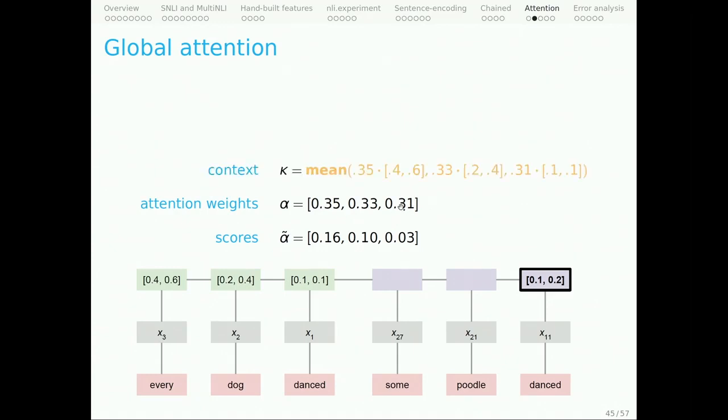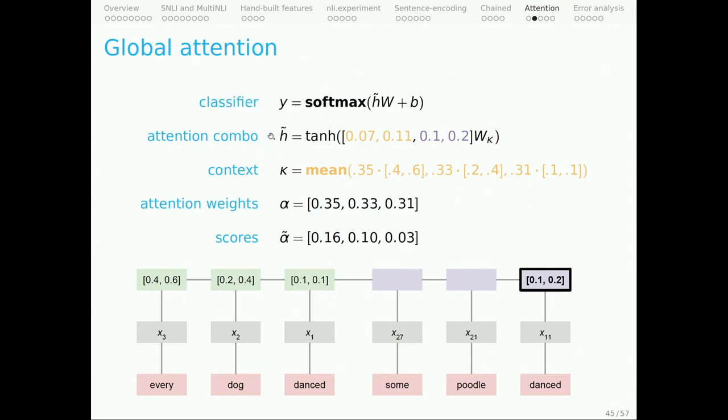And then I do the mean to get that context vector. And that context vector is dimension 2, right? It's just an average of all these weighted vectors from down over here. And that gets concatenated with this representation. I hope you can see that in the purple. So that gives me a 4-dimensional vector, which I feed through this dense layer to get the attention combination. And then finally that gets fed into the classifier, as before.